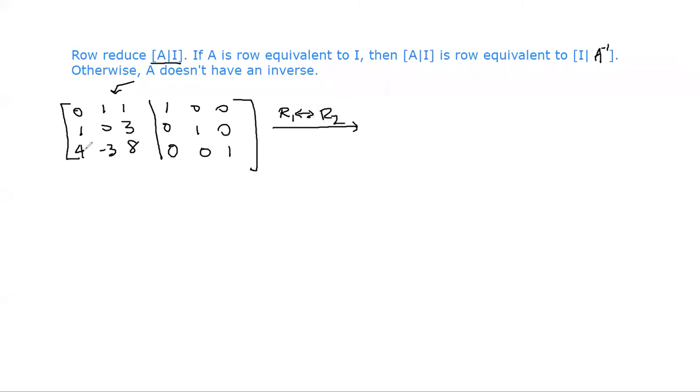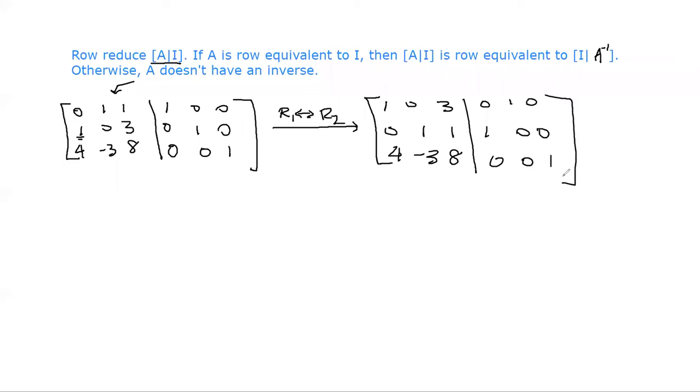So the first thing we want to do is we'll notice that the 1 that we want in the upper left corner is in the second row. So we'll go ahead and start by swapping those two rows. So our first row will become 1, 0, 3, and we also want to carry with us the identity matrix on the other side.